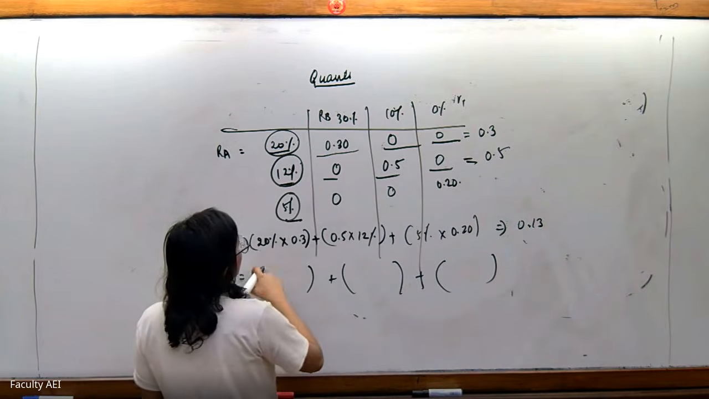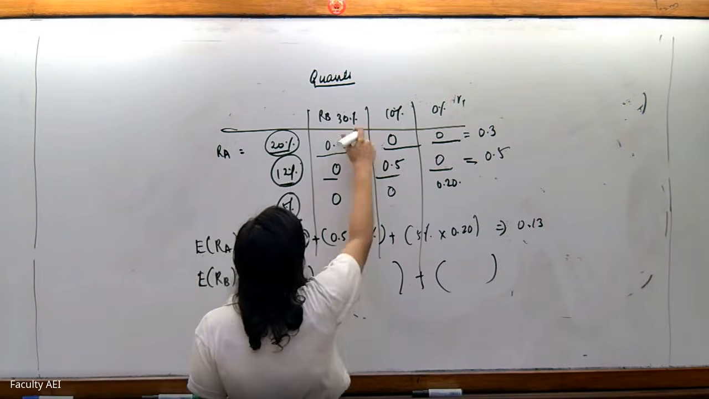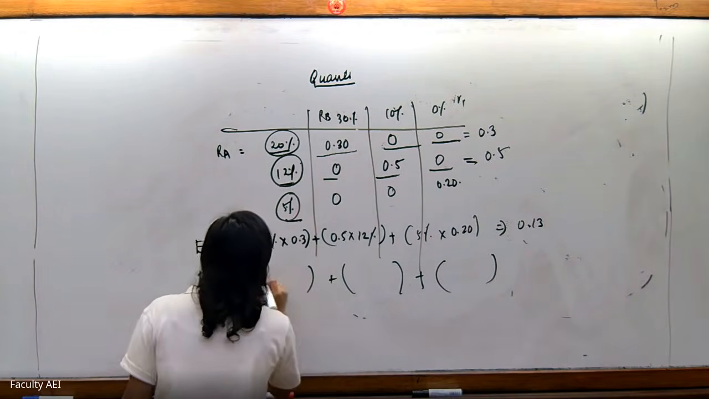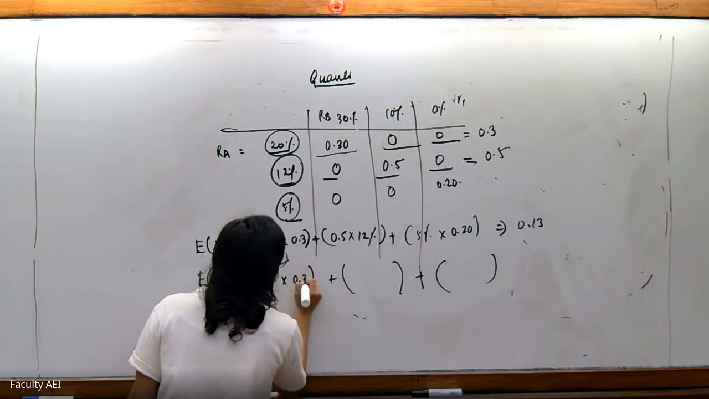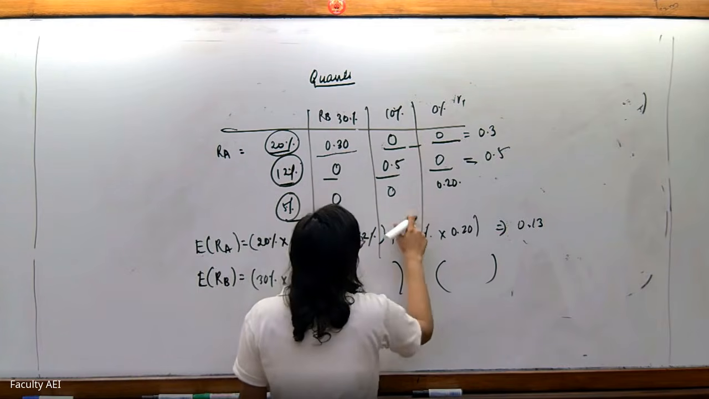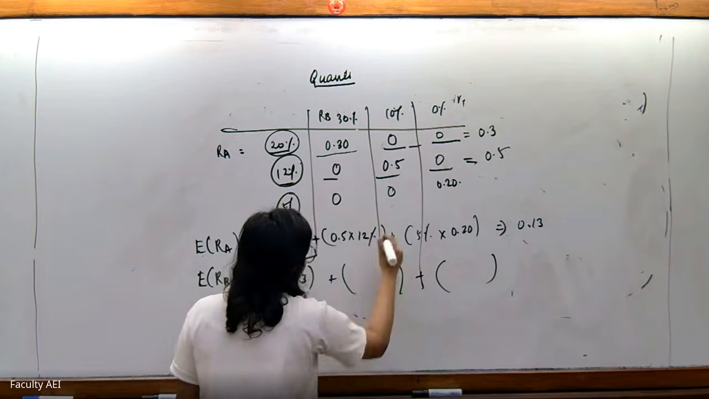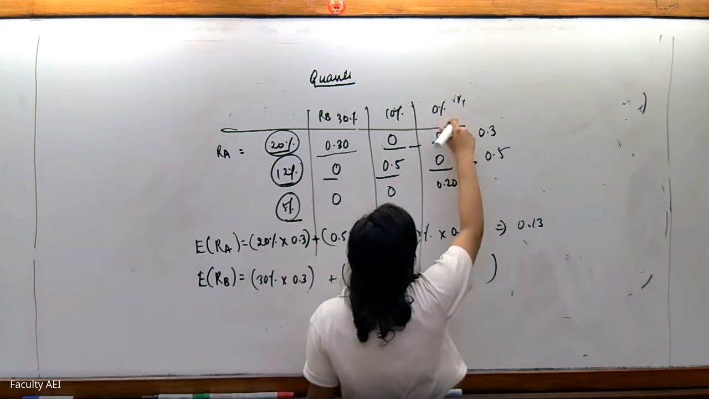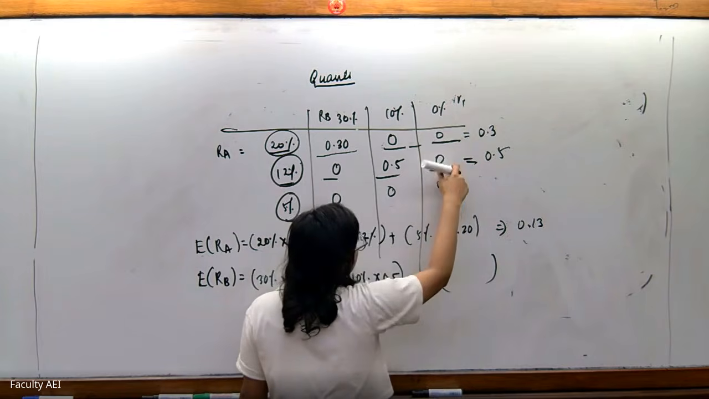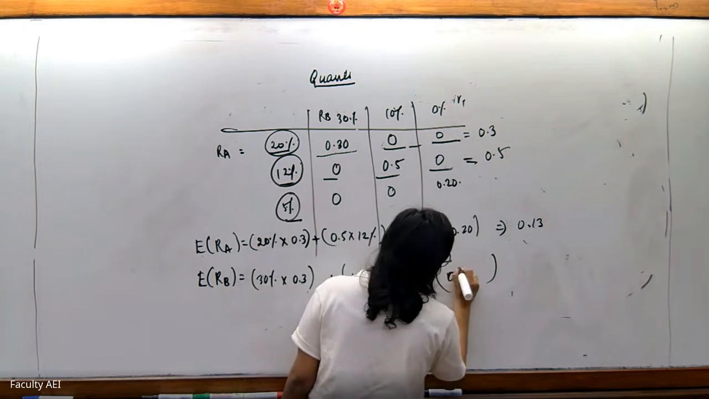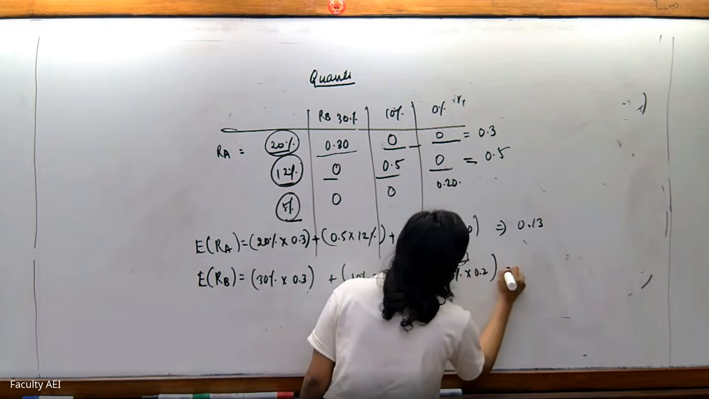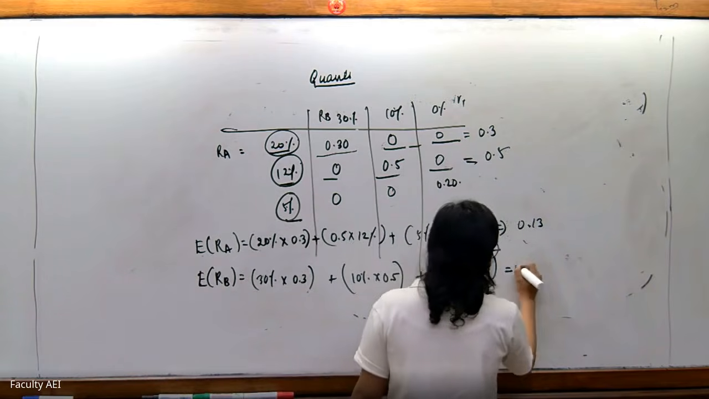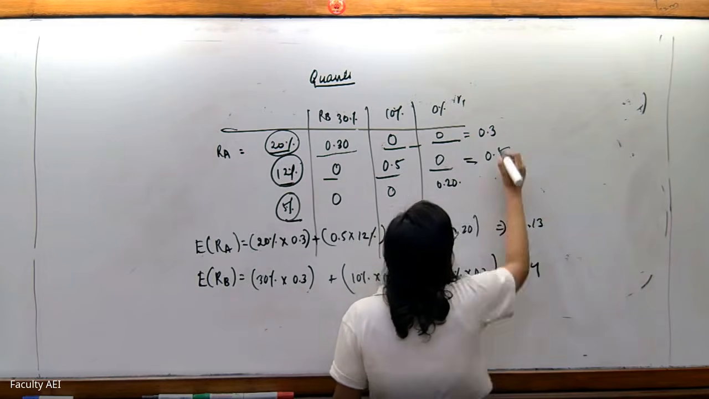For the expected return of asset B, it would be 30%, and the probability is 0.3. So 30% into 0.3, 10% into 0.5, and 0% into 0.2. So the expected return of asset B here is 0.14.